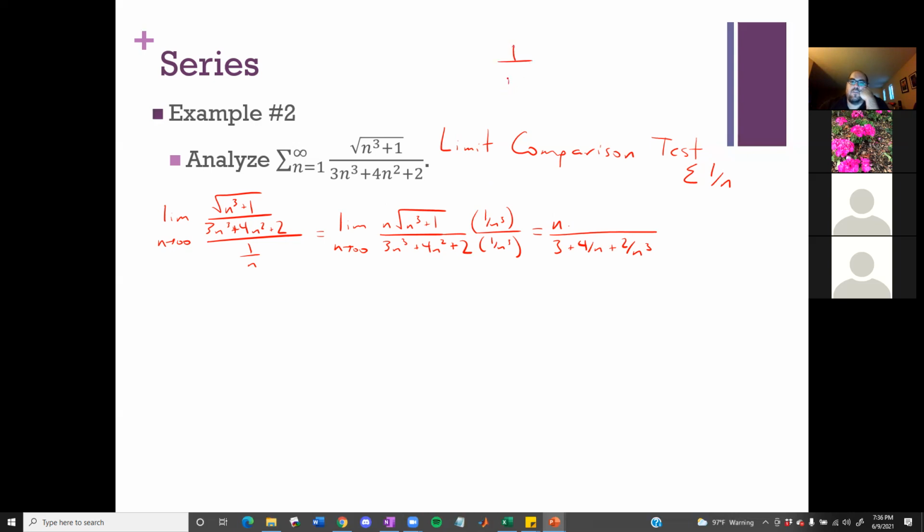So I'll do this. 1/n cubed is the same thing as 1 over the square root of n to the 6th. Is that okay? And the reason I'm doing that is so I can do this. n times the square root of n cubed plus 1 times the square root of 1/n to the 6th.